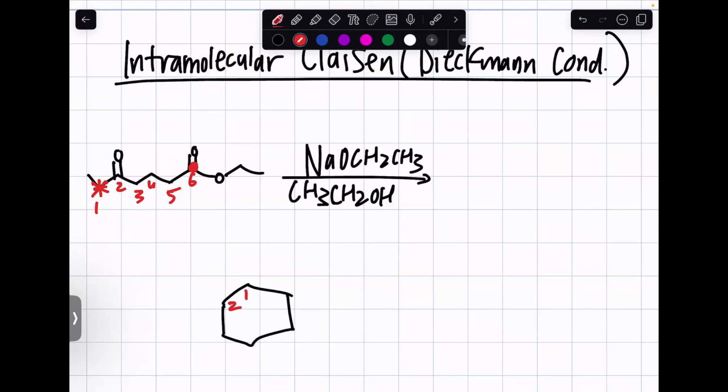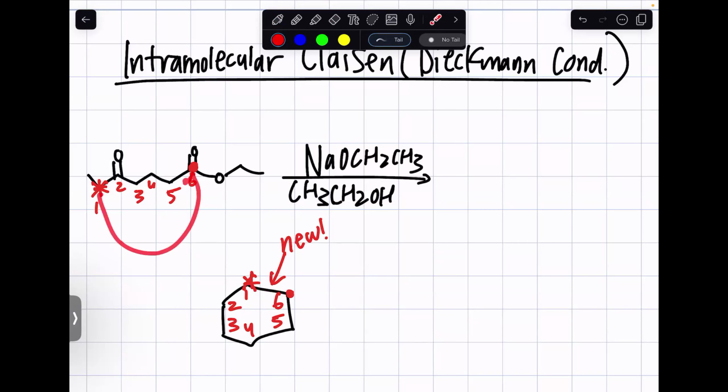1, 2, 3, 4, 5, 6, where 1 is the star atom and 6 is the dot atom. So that is a new bond between the star and dot atom right there. The new bond between 1 and 6, because there was no bond between 1 and 6 before. We made that new bond between 1 and 6 from doing that attack, right? And then popping that up there.